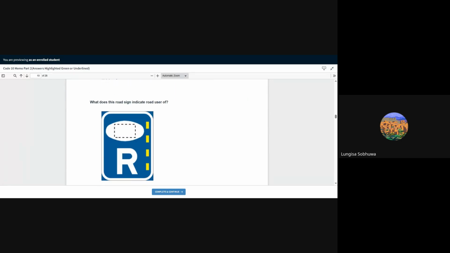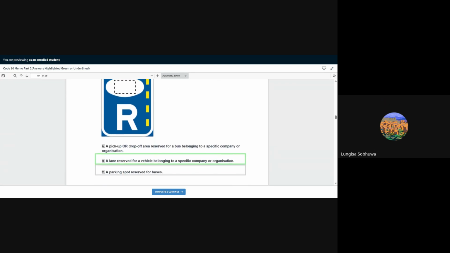And what does this sign indicate to road users? The answer there: this is a lane reserved for vehicles belonging to a specific company or organization.